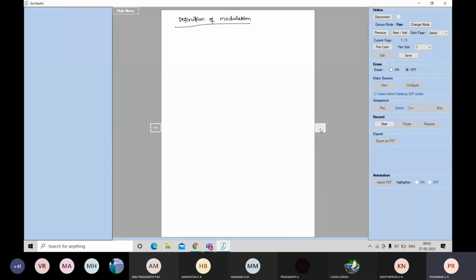Yeah, it is a process of... Students, I am asking you only. The signal is modulated with a carrier signal to transmit the signal over a long distance. Okay. Any other definition from other students? Ma'am, where the frequency and amplitude of a carrier signal changes. Yeah, very good. Okay.